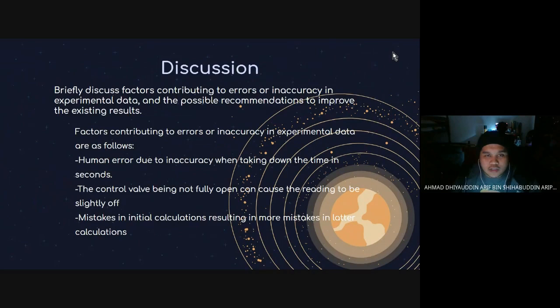Briefly discuss factors contributing to errors or inaccuracy in experimental data and the possible recommendations to improve the existing results. Factors contributing to errors or inaccuracy in experimental data are as follows. First, human error due to inaccuracy when taking down the time in seconds. Next, the control valve not being fully open can cause the reading to be slightly off. And last, mistakes in initial calculations resulting in more mistakes in later calculations.